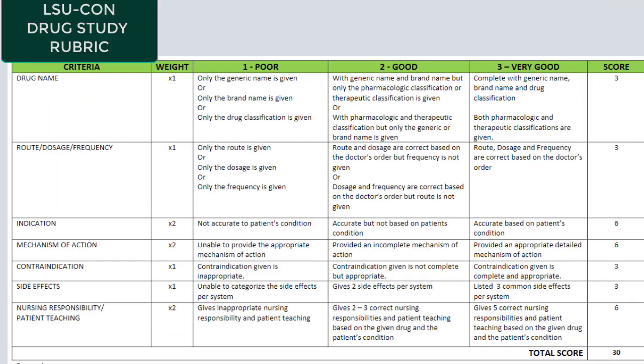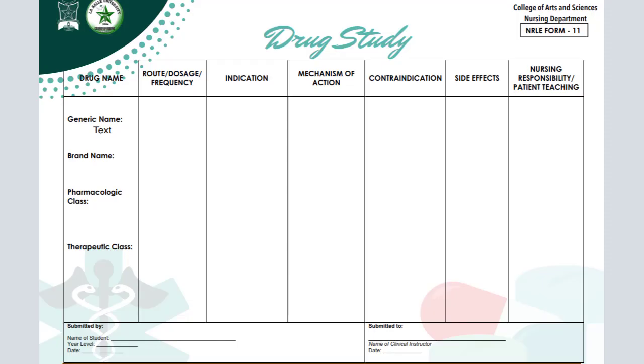For the rubrics, or the guide in grading your drug study, I will give it to you so that you are guided on how to create your drug study. So again, let's start. The heading should have the drug name, the route, the dosage, and the frequency. Under the drug name, we have the generic name, the brand name, the pharmacologic classification, and the therapeutic classification. Under that, we also added the picture of the drug.